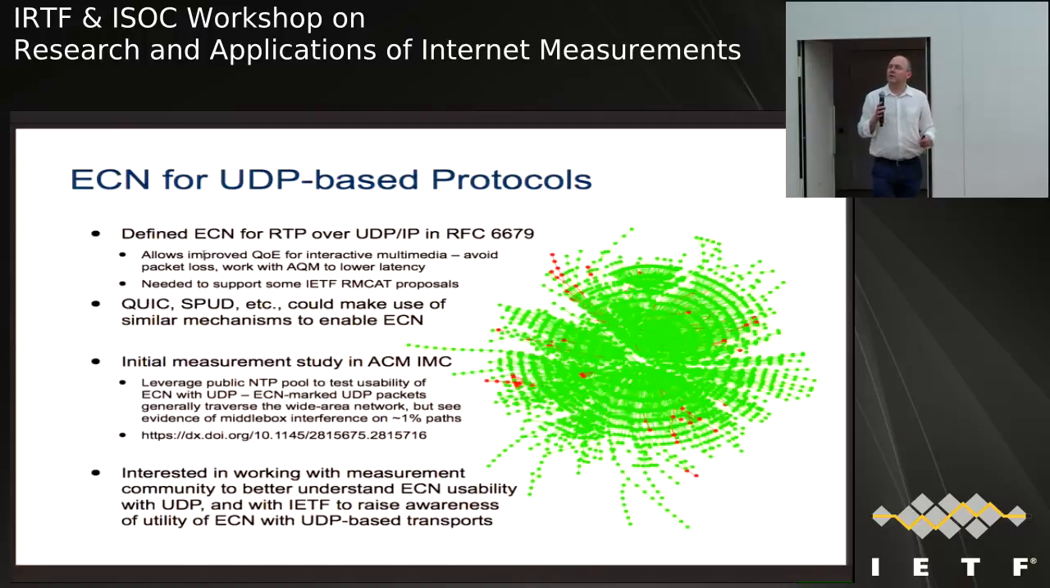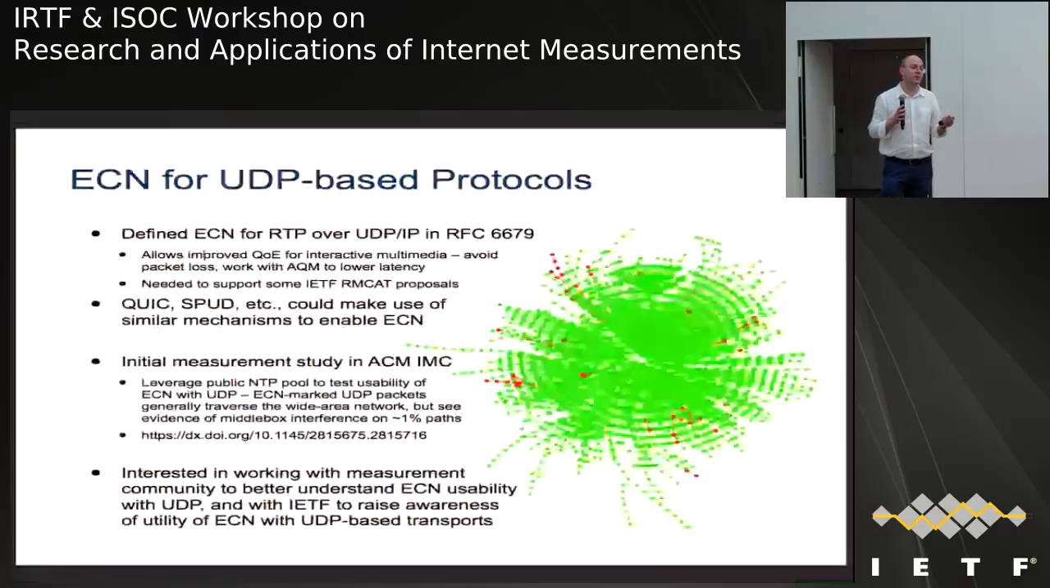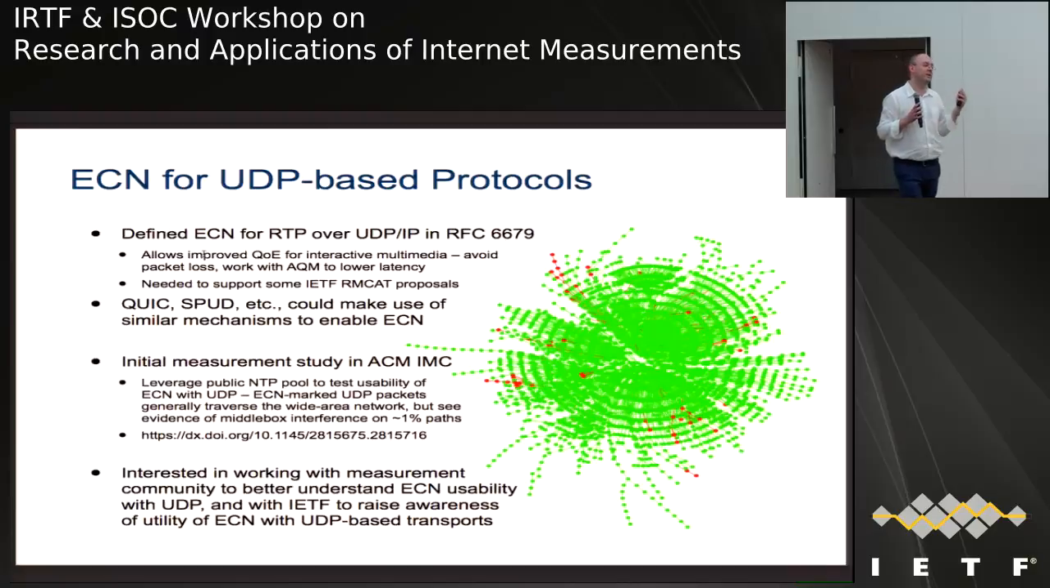We also did an initial measurement study, which we presented at IMC last week. This leveraged the public NTP servers to test the usability of ECN with UDP. The plot shows a traceroute from the middle around to 2,500 NTP servers using ECN-marked UDP packets. The green shows where it works. The red shows where the ECN marks get stripped off. Details are in the paper, but we see middlebox interference on only about 1% of the routes, and that doesn't affect reachability in the overwhelming majority of cases, 99.9% or whatever it was. I forget the exact number.